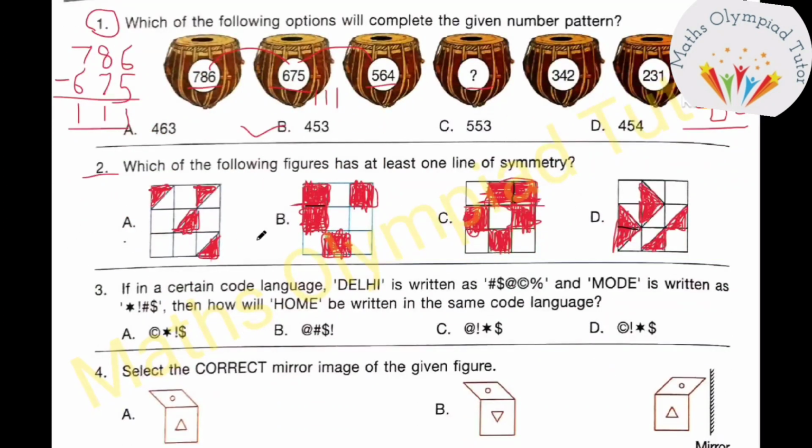Question 2 is about symmetry. Which of these figures has at least one line of symmetry? So we have to pick a figure which has at least one line of symmetry. We must know what the idea of symmetry is. What does this concept of symmetry mean? Symmetry means a given figure is called symmetrical if it is similar about the axis of symmetry.